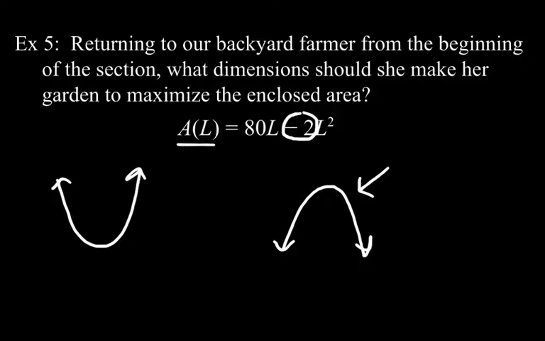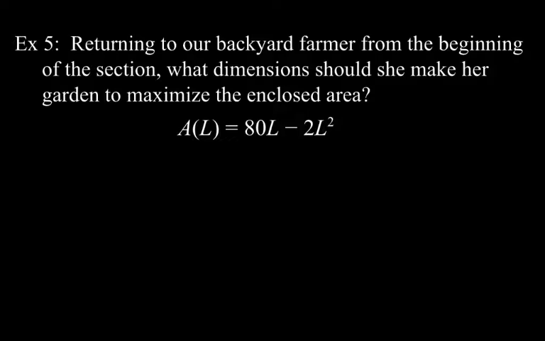Therefore, if we want to find the maximum, we're going to look for the vertex. The same thing would happen if it opens up and you wanted to find a minimum, you would look for the vertex. So for parabolas, if you want to find a maximum or a minimum, you're always going to look for the vertex. So let me get rid of my stuff here and let's do the work. Knowing that we're looking for the vertex, we're going to use our little formula. It's not x in this case, it's L. So L equals the opposite of B over 2A.